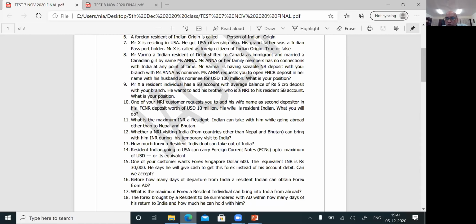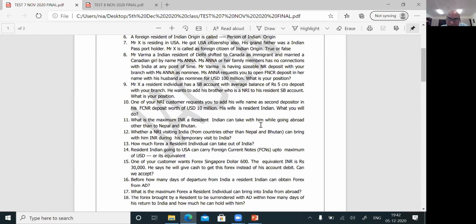Similarly, consider a resident individual who goes abroad and comes back. We are all residents. We are not foreign citizens, and we are not non-residents either. We go abroad as a tourist and come back. While going, we can take 25,000 Indian rupees. Similarly, when returning into India, we can bring a maximum of 25,000 rupees in any denomination. So for question number 11, the maximum INR a resident Indian can take with him is 25,000 rupees. We can take 25,000, and we can bring 25,000.